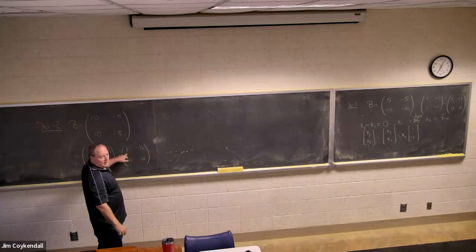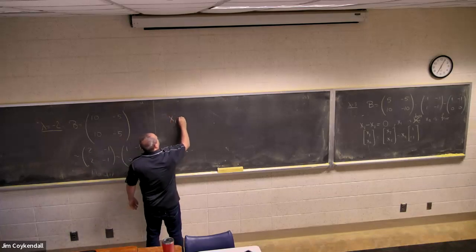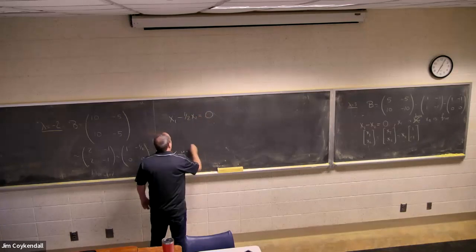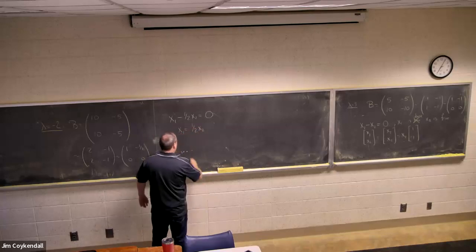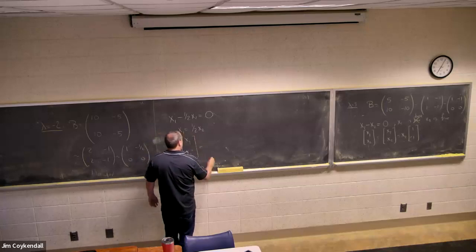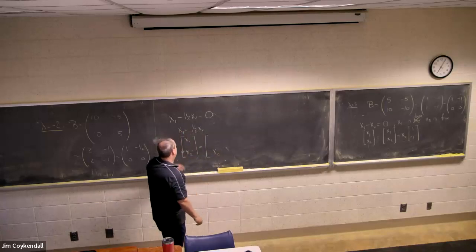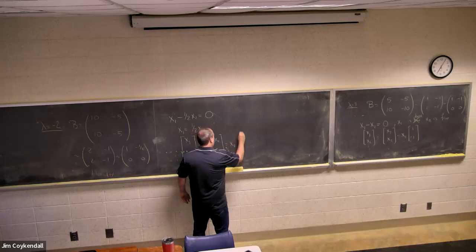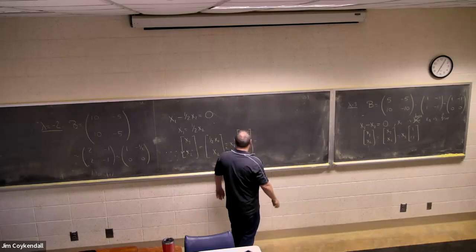Notice that again, x1 is basic and x2 is free. And so I get x1 minus 1/2 x2 is equal to 0, or x1 equals 1/2 x2. So my solution for x1, x2, I can now write x1 in terms of x2. X2 being 1, x1 is 1/2. So this is x2 times (1/2, 1).